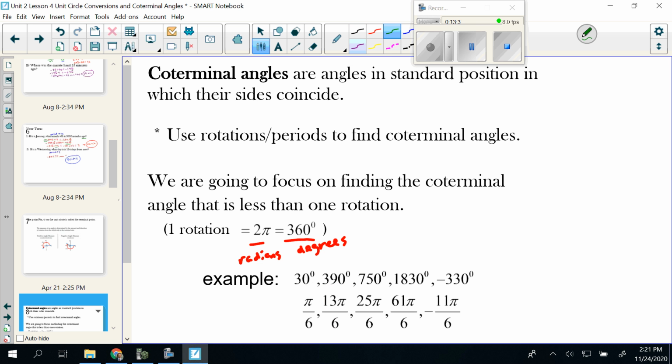Here's another one that we can quickly check. This negative one, if we would add our period of 360 to that, would also get 30 degrees, same as what we had over here. So that would also be coterminal to 30 degrees.